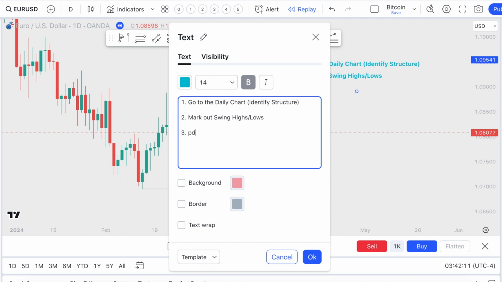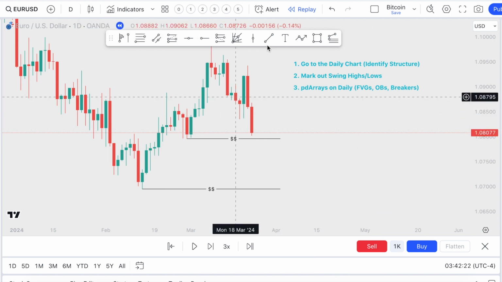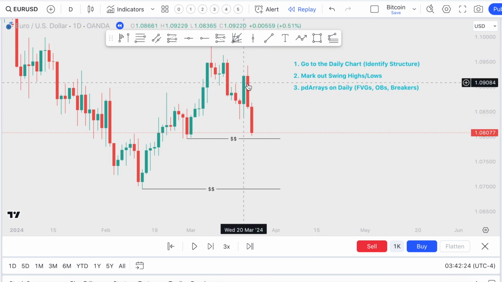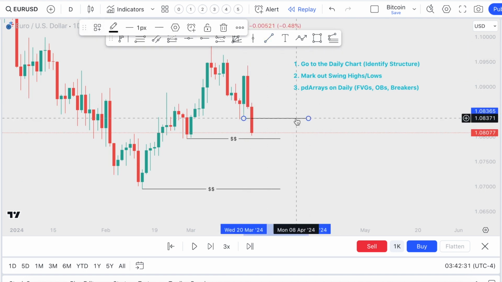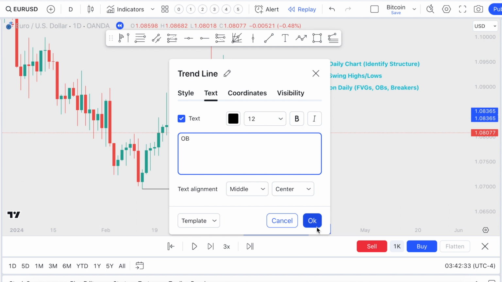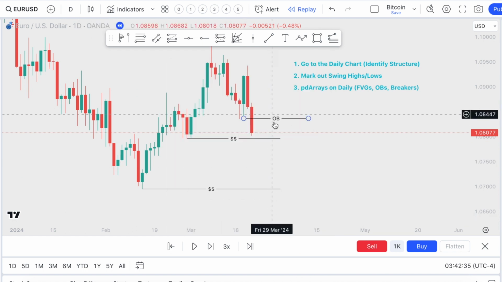So the way I do that is you want to mark out your PD arrays on the daily. So this includes fair value gaps, order blocks, breakers, whatever is going to be present, right? So over here, actually, you notice we've got this up close candle followed by two down close candles that engulfed it. So this now is actually a bearish order block, right? So on the daily time frame, this is actually one that really interests me.